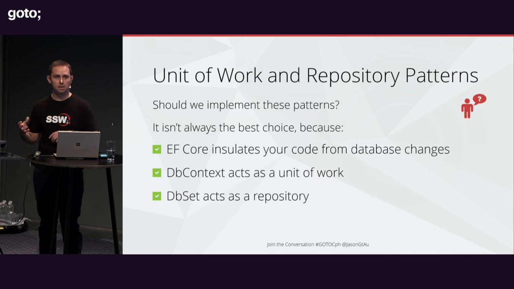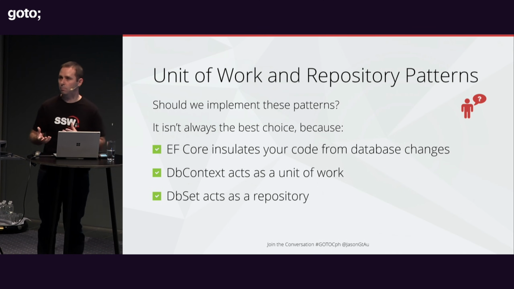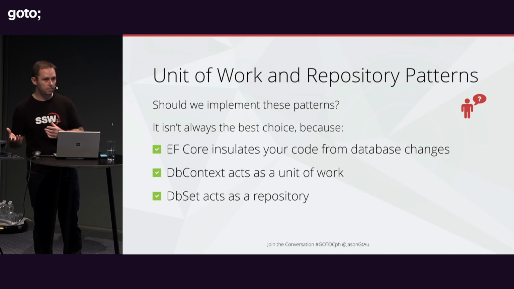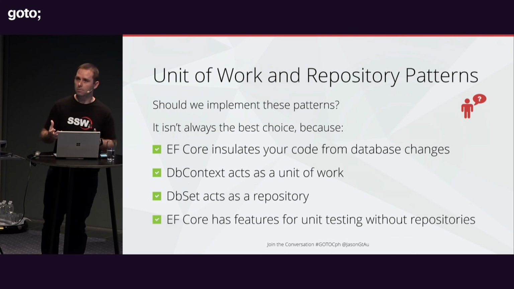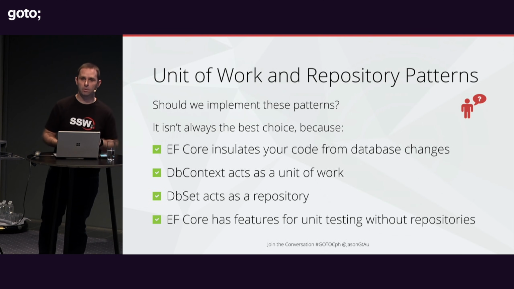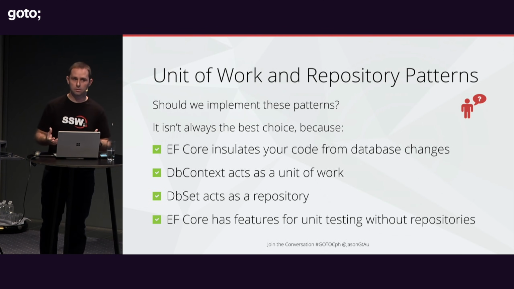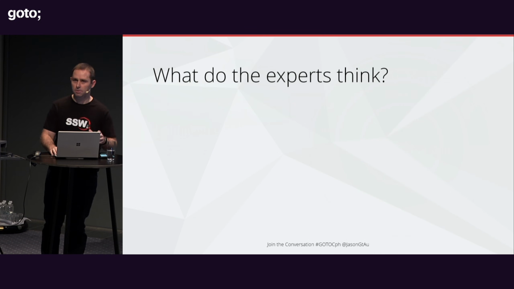In the past, say EF6 and earlier, we used to implement the repository and the unit of work so that we could write effective unit tests. We don't need to do that anymore since we have the EF Core in-memory provider. We also have the SQLite in-memory provider, and they can be really helpful in using those tools as testing tools to write unit tests. So with that in mind, what do the experts think?